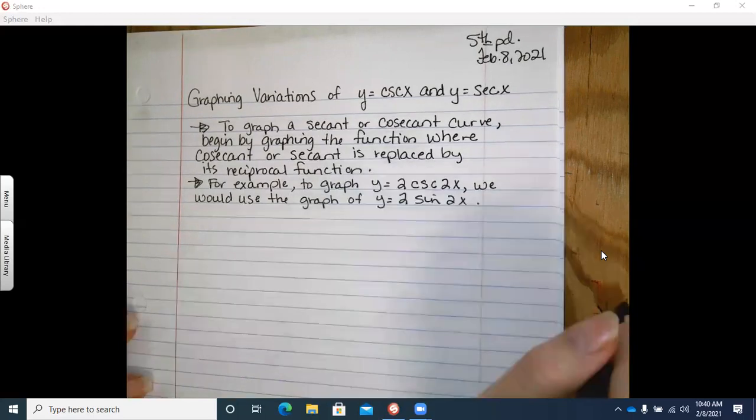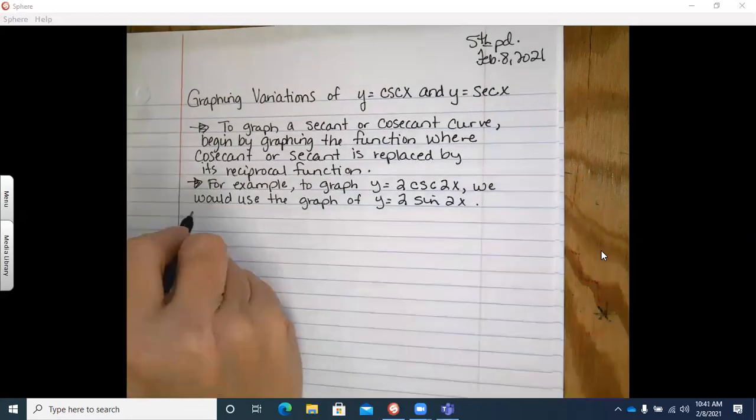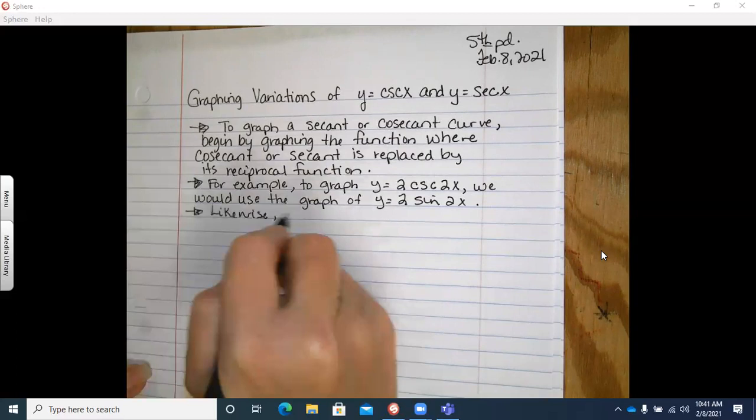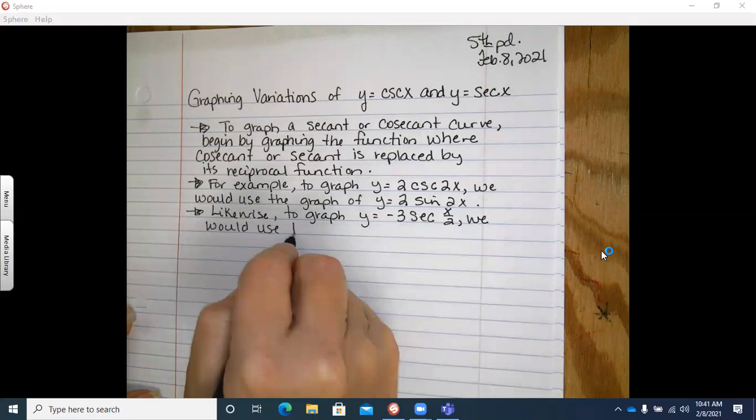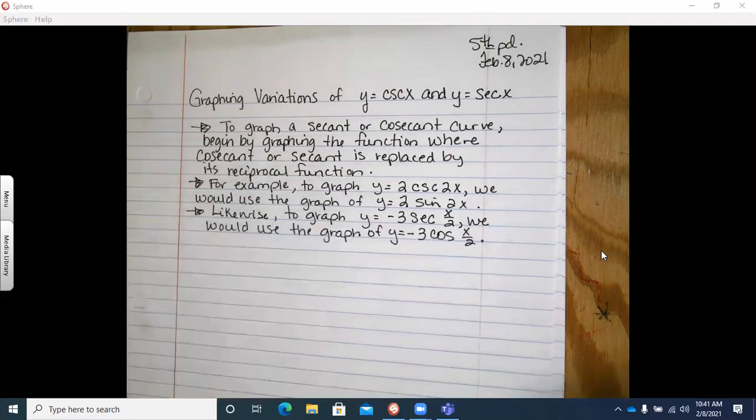Likewise, to graph y equals -3 times the secant of x divided by 2, we would use the graph of y equals -3 times the cosine of x divided by 2. And then we'll just make a few notes.